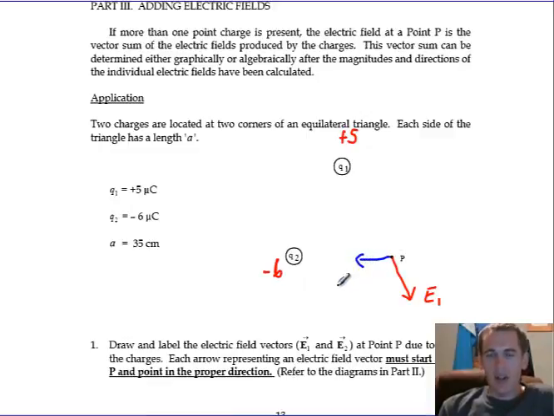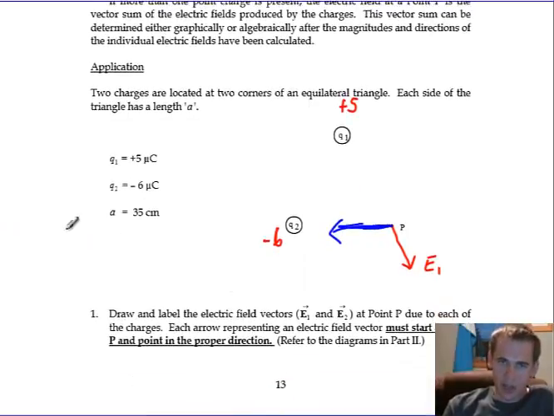Now, actually, I'm going to redraw this a little bit because E2 has a bigger arrow because it's a bigger charge. So it's going to have a slightly stronger electric field. I know it's more negative, but hey, its overall value is bigger. Remember, it's an absolute value thing.